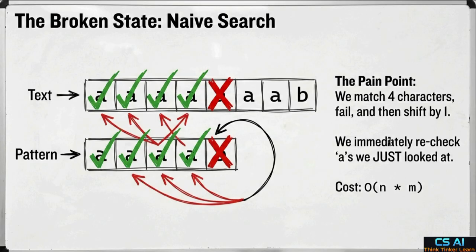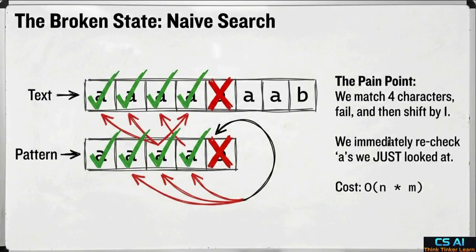Let's look at the broken state of the naive search to see why it scales so poorly. Suppose we are searching for the pattern AAAAB in a long string of A's. In this visual, the text has 5 A's followed by some other characters. Our pattern matches the first 4 characters perfectly, but when we get to the fifth character, the match fails. What does the naive search do? It shifts the pattern by exactly one position. It then immediately rechecks the 3 A's it just looked at.